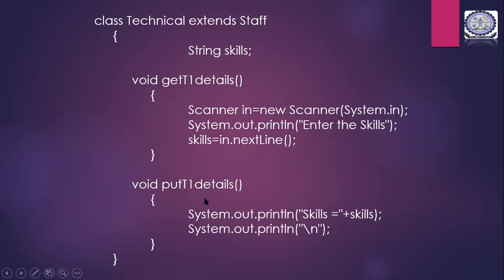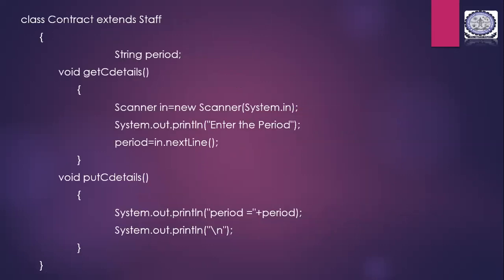Okay. So put details, that is whatever you want to display, the skills is equal to plus skills. Whatever the value for skills will be there, that will be displayed with this particular function. Okay. The next one is contract. Contract extends staff. So contract is again a subclass of staff. So this contract, it extends staff.